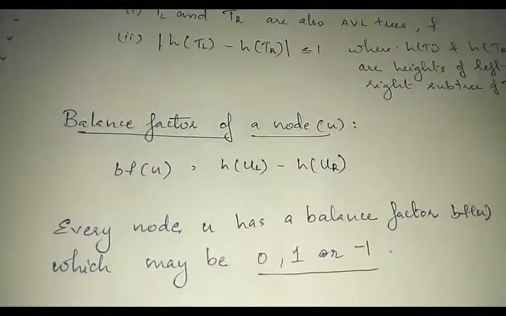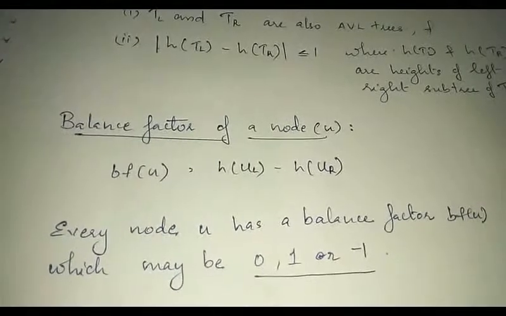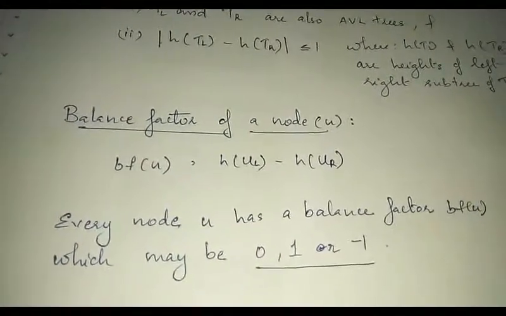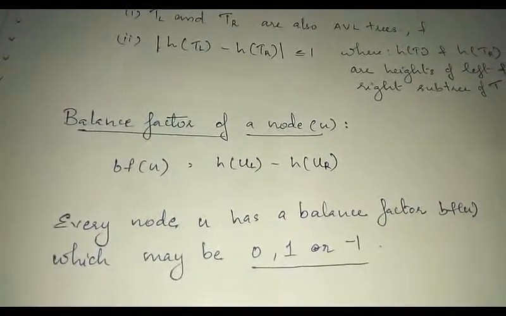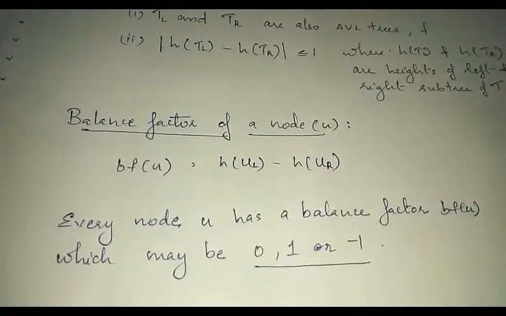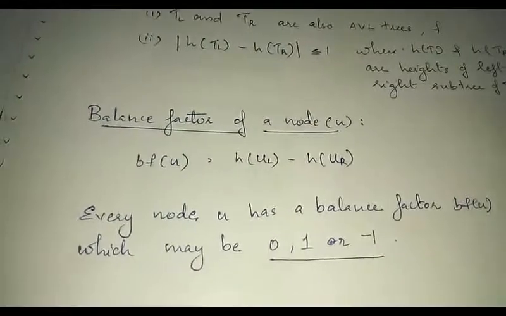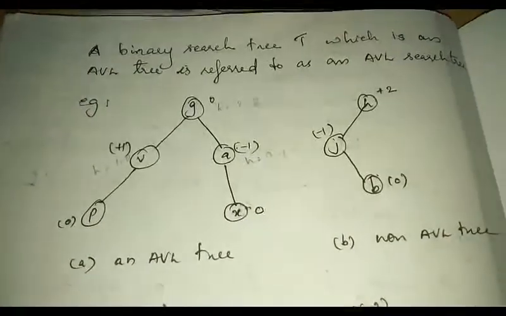So the balancing factor is obtained by subtracting the height of the right subtree of that particular node from the height of the left subtree. And the value of the balancing factor should be either 0, 1 or minus 1. If it is any other value, then you can say that the tree is not balanced. Now let's see some examples of AVL trees.